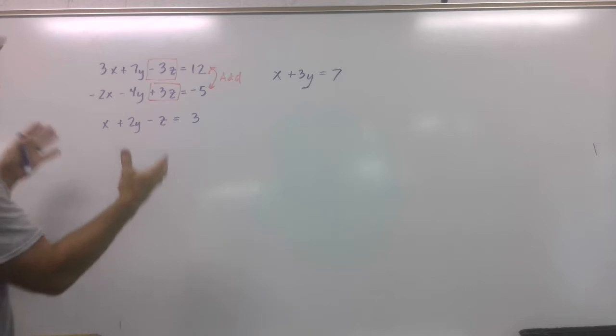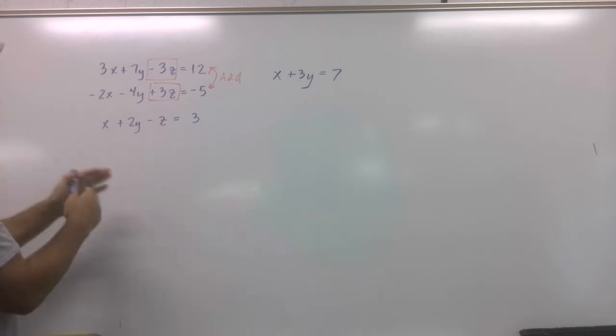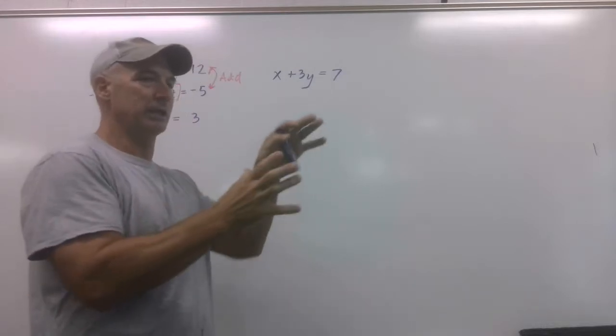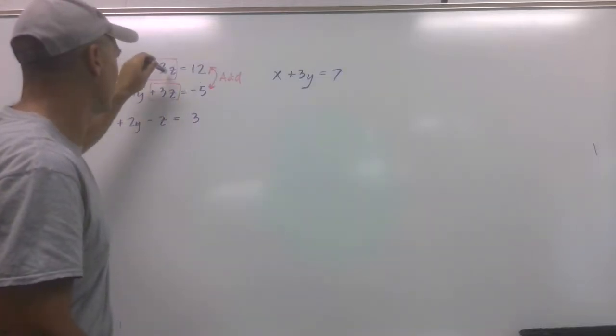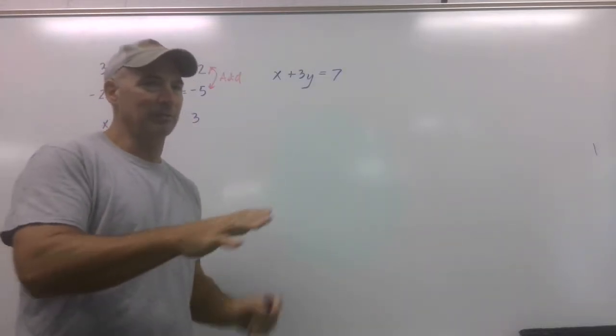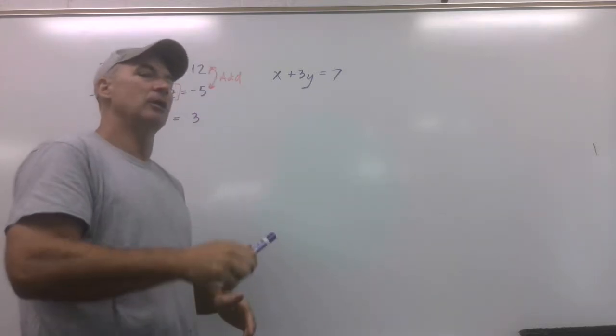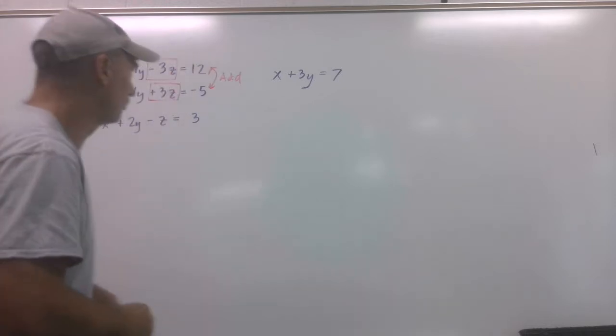Now, that's the easy part, but also notice it's the second example in a row where the z's were the ones that were like, hey, look, I got opposites. That's not always going to be the case. Sometimes you might want to attack your x's and eliminate your x's. I'll save that for the next example.